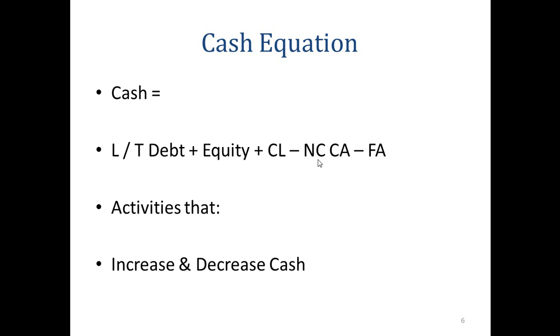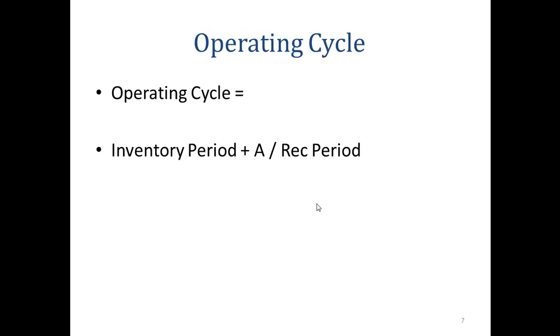Non-cash current assets, remember, accounts receivable, inventory. When those increase, that's going to reduce cash. That's why we have a negative. So when this is positive, it increases cash. When this increases, it increases cash. When this increases, it increases cash. When these increase, it'll decrease cash. When this increases, it will decrease cash, signified by the negative.